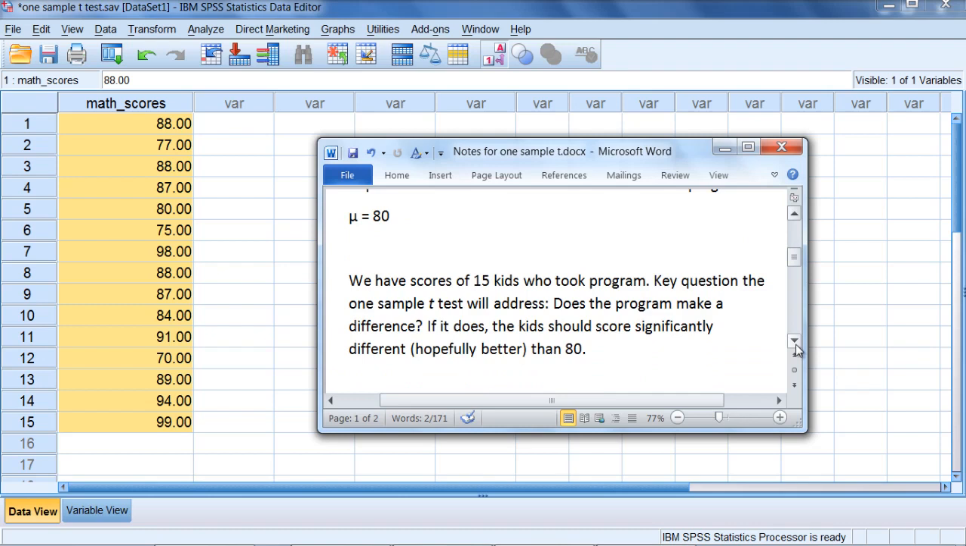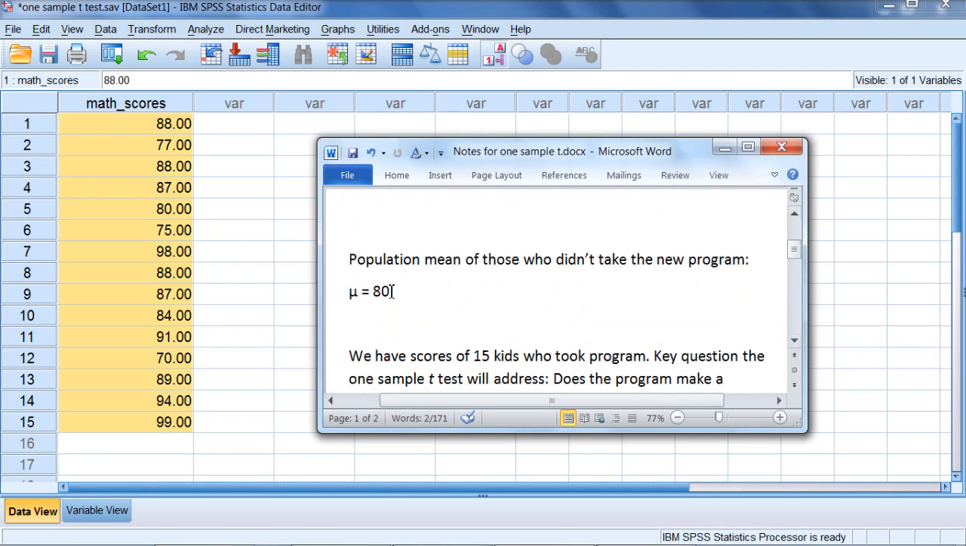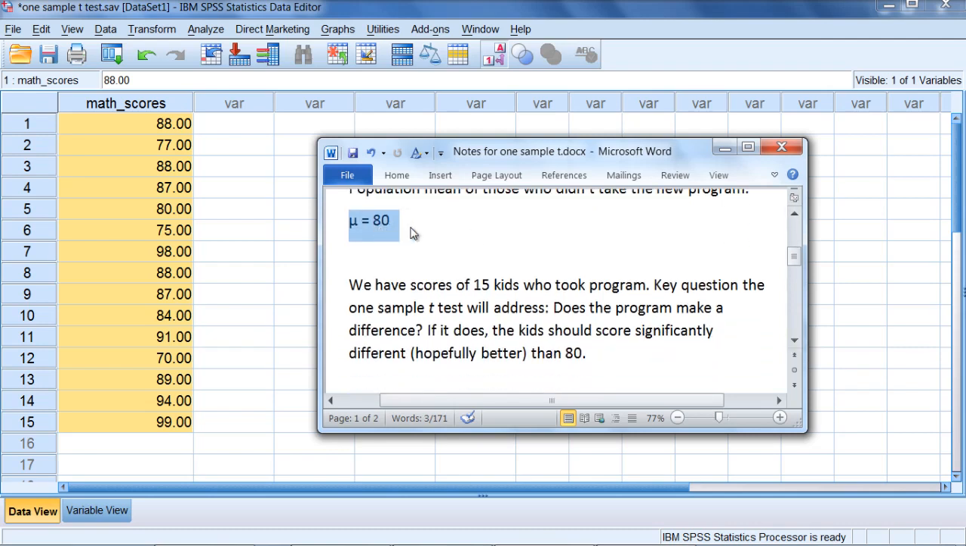We're going to use the one sample t-test to evaluate whether or not the program makes a difference. If it does, the kids should score significantly different than 80, because 80 is the mean for those who did not take the program. So we have our scores for the kids who did take the program, and we want to see whether the mean of these scores is significantly different from the untreated population mean of 80. This is what we want to take a look at in SPSS.